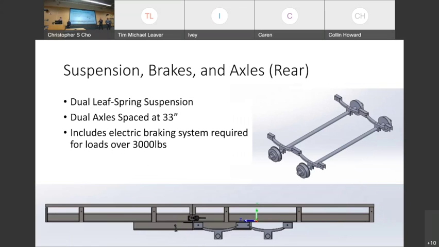The leaf spring suspension kit with solid rear axles will be significantly better for the heavy load bearing capability of the trailer. These hold, I think it was 4,000 pounds per axle, which gets us to our 8,000 pound load capacity for the gross vehicle weight rating. Those dual leaf suspensions are spaced about 33 inches apart and will also include a braking system. That braking system is required by the DOT standards that we had done research on. Basically, once we exceed the weight rating of 3,000 pounds, we have to start worrying about onboard braking.